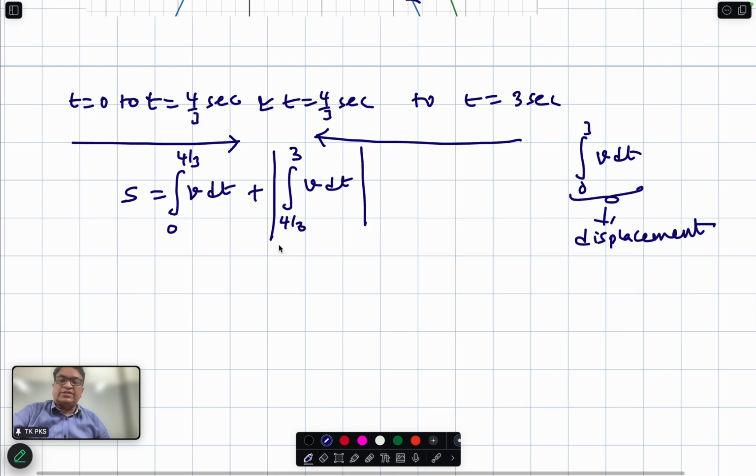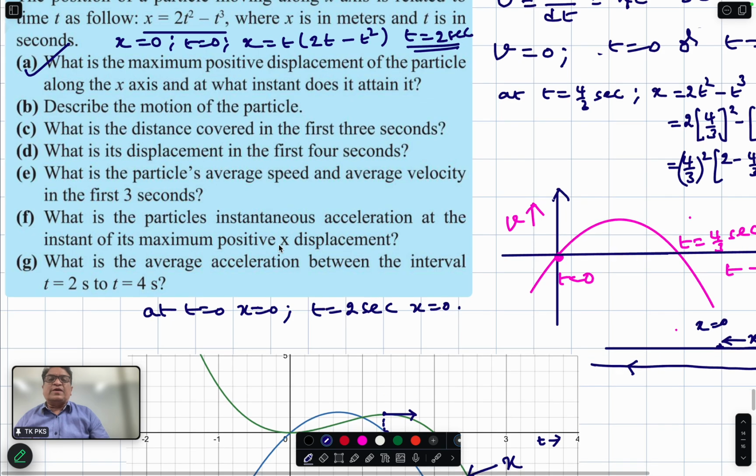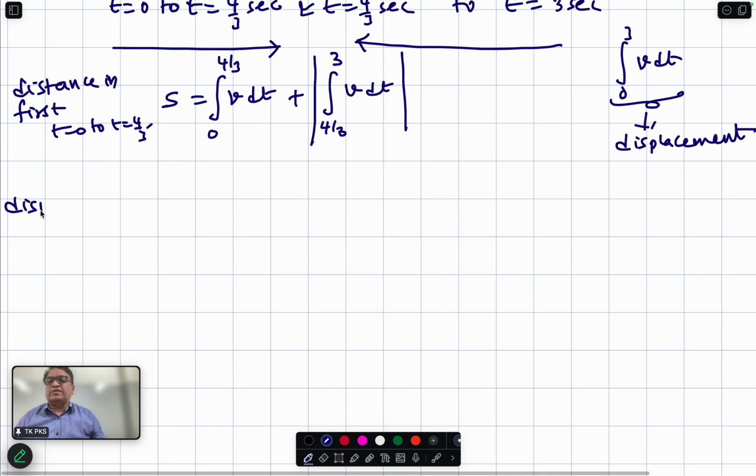Right. Next. So this gives you distance. That part will give you distance. So accordingly, you work on. That is the third option. What is the distance? What is the displacement in the first 4 seconds? A simple distance in first t is equal to 0 to t is equal to 4/3. Displacement, it is simply S is 0 to 4 v dt. Simple displacement you will get.